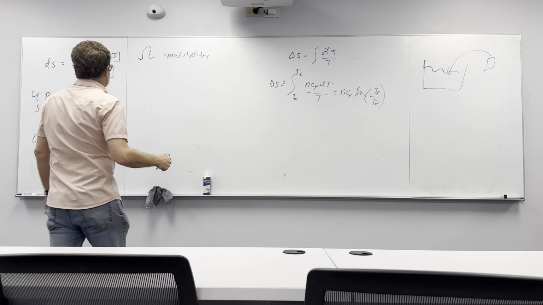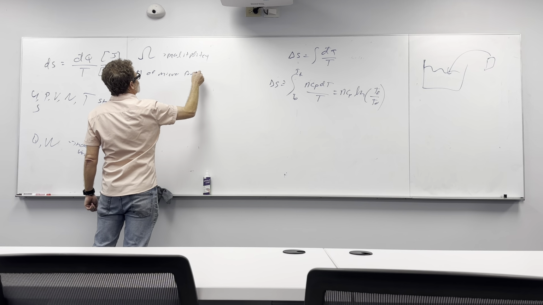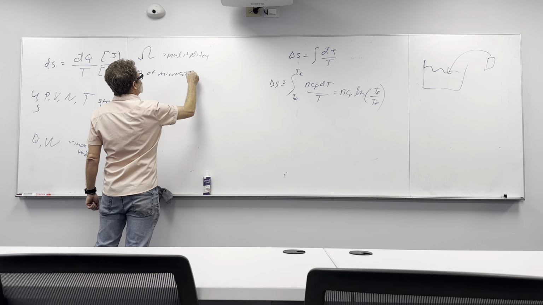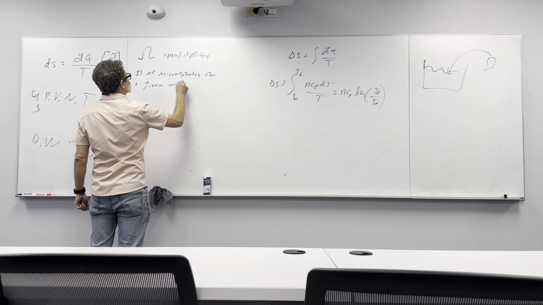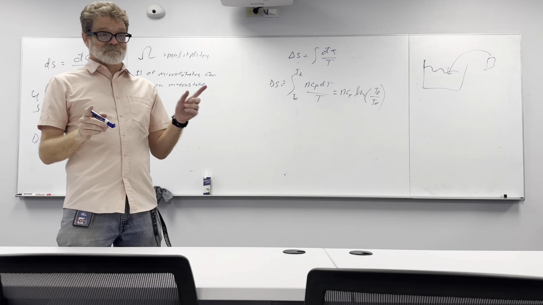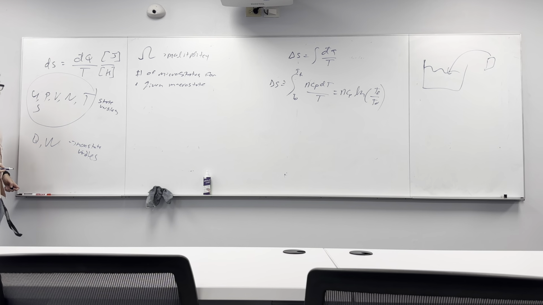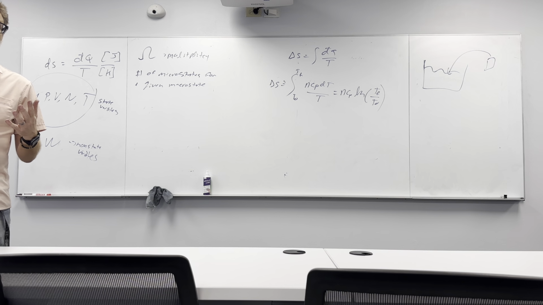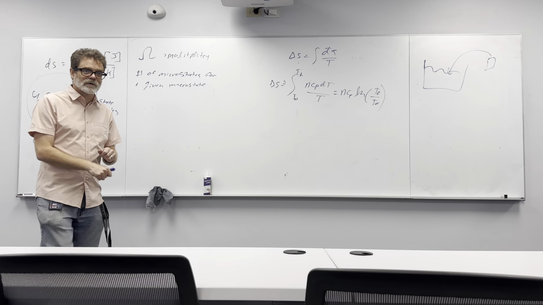Okay, so multiplicity. This is the number of microstates for a given macrostate. What the heck does that mean? Let's define macrostate. Macrostate is given by the state variables. So if I want to know the macrostate of a gas, I need to know its pressure and volume, which would then tell me its temperature, its internal energy, its entropy. So the macrostate is determined by the state variables. Make sense to everybody?